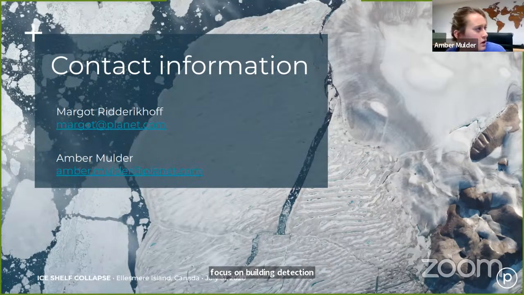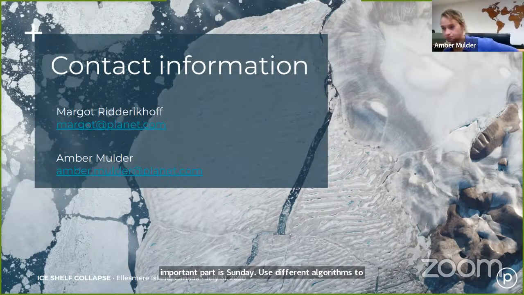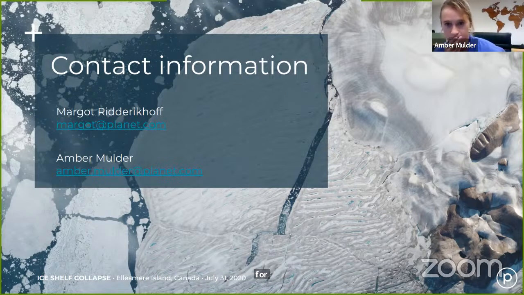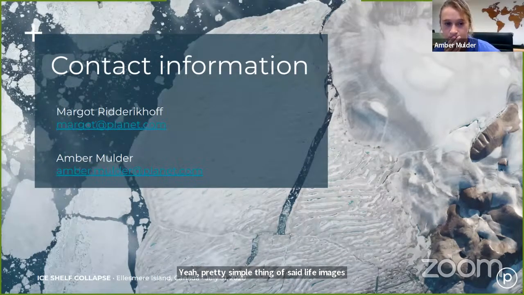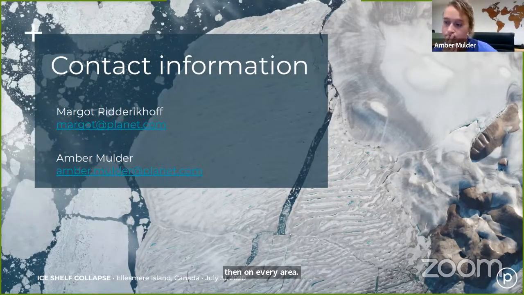What else? Forest cover. Yeah, also carbon, roads mapping and roads, but I think also an important part is that they use different algorithms to filter out clouds, for example. Oh yeah, that's a good one. Yeah, pretty cool. A difficult thing of satellite images, but there are clouds sometimes. So yes, there's definitely a lot of interesting topics, and I think the main reason our teams are doing it is because we want quite a global image, and it's very computationally expensive, but also you need to train it then on every area. So it's a trade-off there.